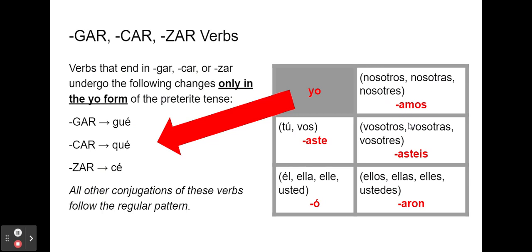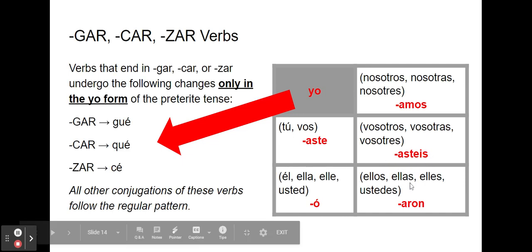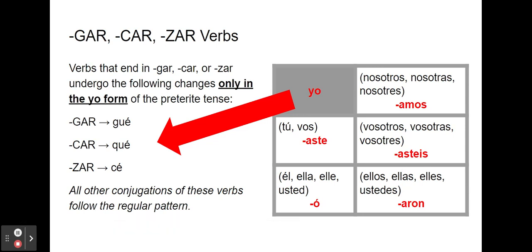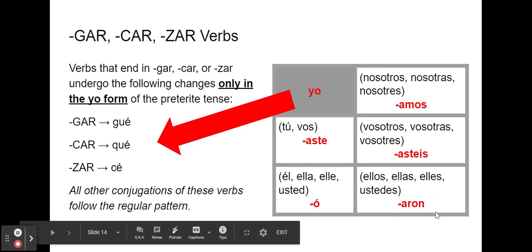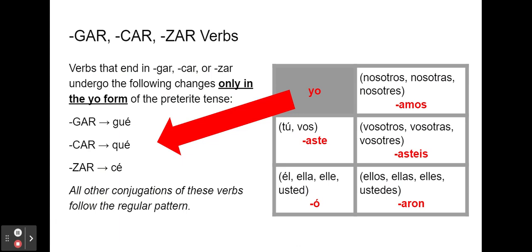For vosotros, vosotras, vosotres, which is masculine, feminine, and neutral or non-binary form of y'all, only used in Spain, the ending would be asteis. You would take off the AR and add asteis. And then finally, we have ellos, ellas, elles, which all mean they, and ustedes, which means y'all, not in Spain. For that form, you would take off the AR and replace it with aron. So let's look at a couple of examples.